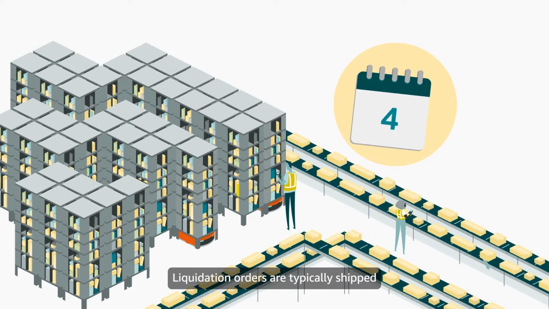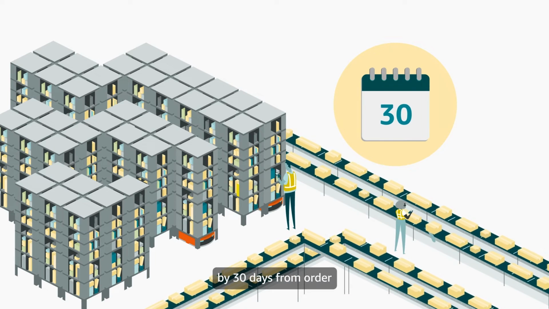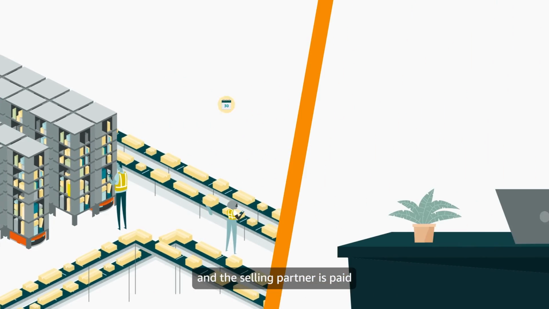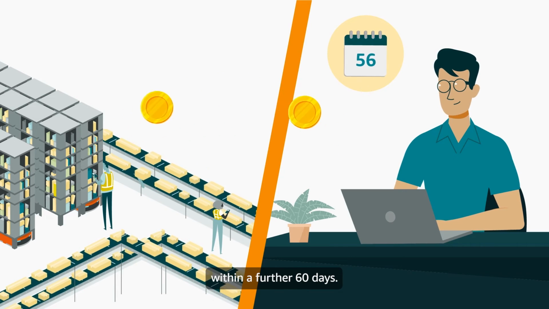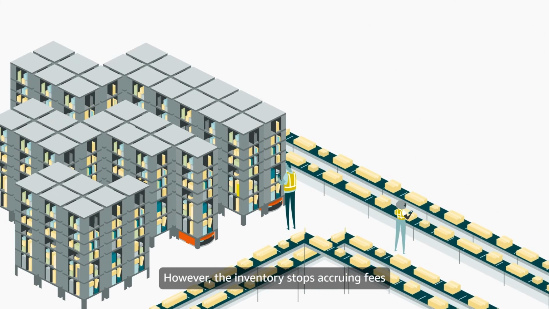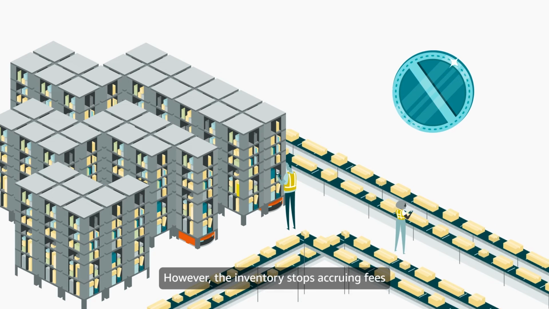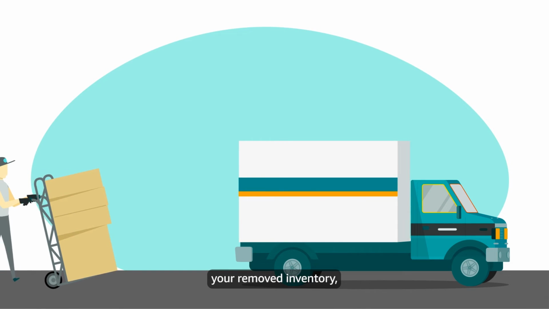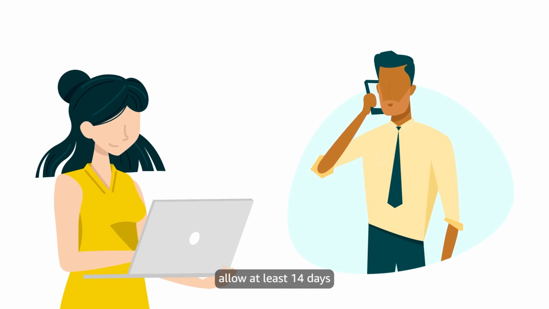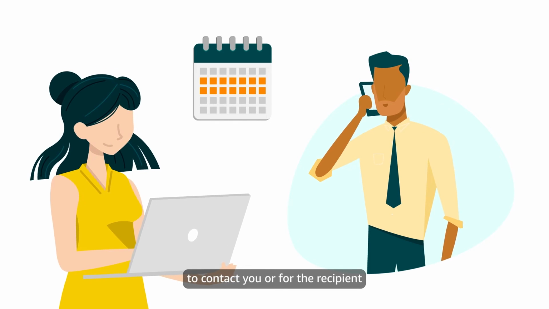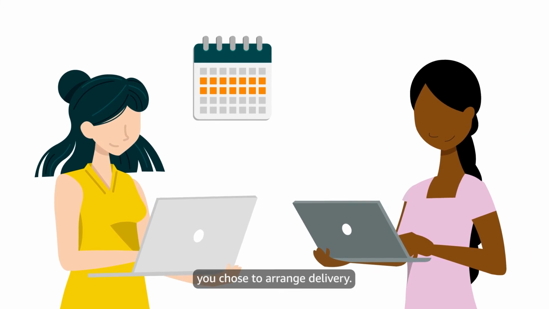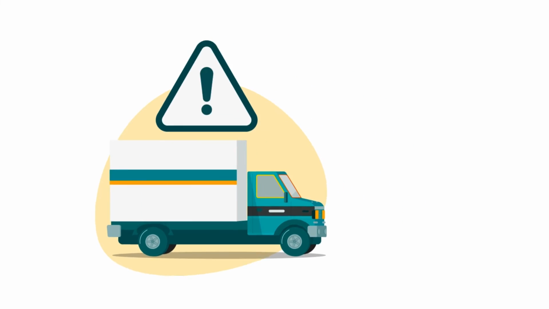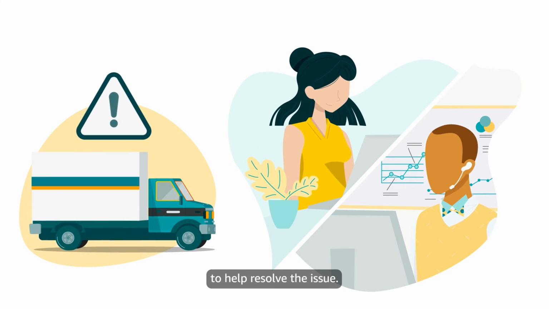Liquidation orders are typically shipped from the fulfillment centers by 30 days from order, and the selling partner is paid within a further 60 days. However, the inventory stops accruing fees and affecting the seller's IPI index immediately. After a carrier has picked up your removed inventory, allow at least 14 days for the carrier to contact you or for the recipient you chose to arrange delivery. If the carrier can't arrange delivery, Amazon will contact you to help resolve the issue.